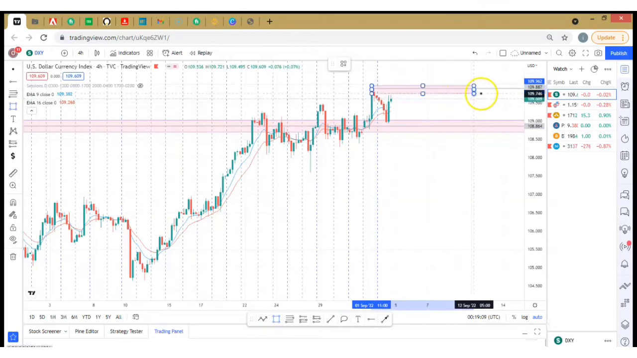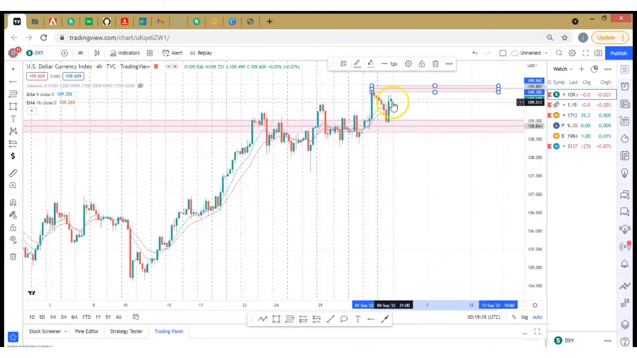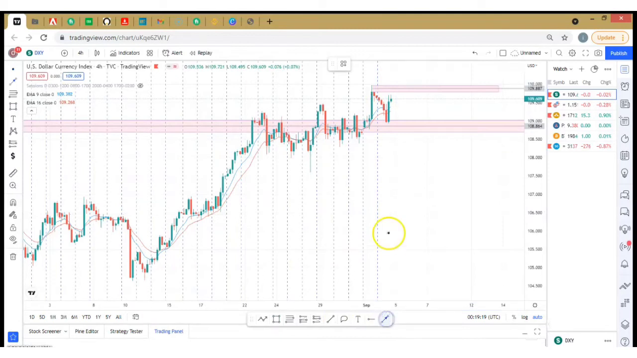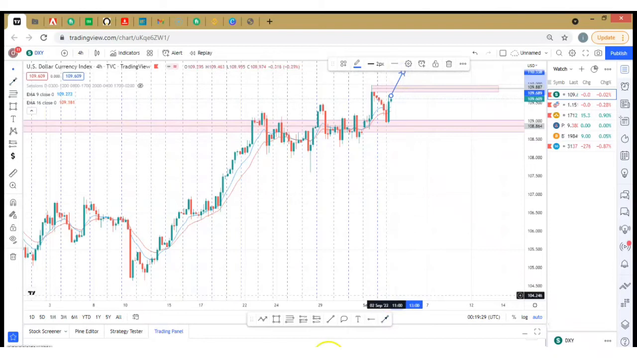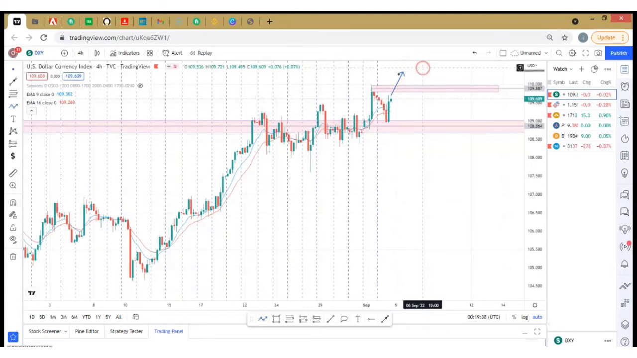So yeah, this level here, I'll call it my resistance. I'm drawing this resistance because the market could do two things now. The market could break, test here and continue going up, or it could break this level, break this resistance, test it and continue going up. So that's the two things this market can do.